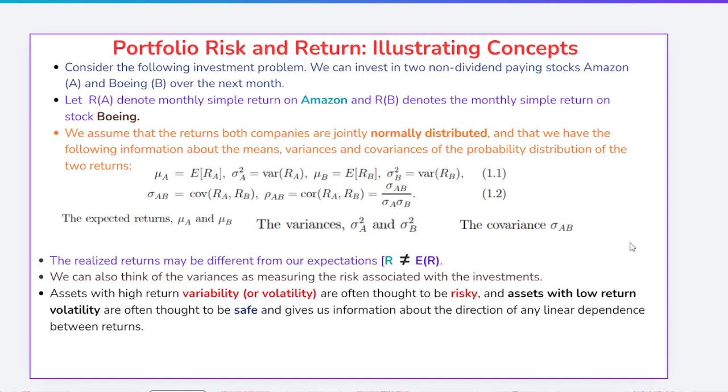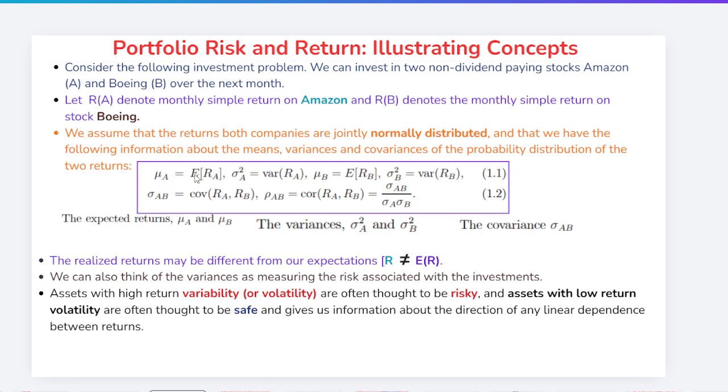Following the information about the mean, variance, and covariance of the probability distribution of returns, we have mu A, which is simply the expected return of RA, and this is the notation for the variance. Mu B is the expected return of RB, and this is the covariance of RA and RB, the return on A and the return on B. This is how we could find it, and this is the correlation coefficient.